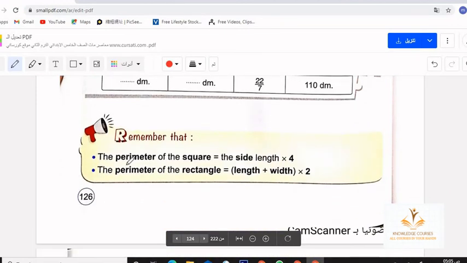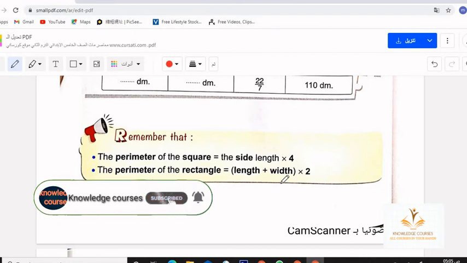The perimeter of the square equals side length multiply 4. Of course we already know this. And the perimeter of the rectangle equals length plus width, all multiply 2.